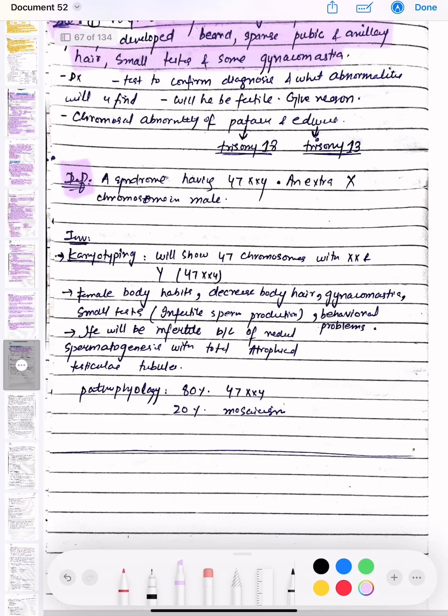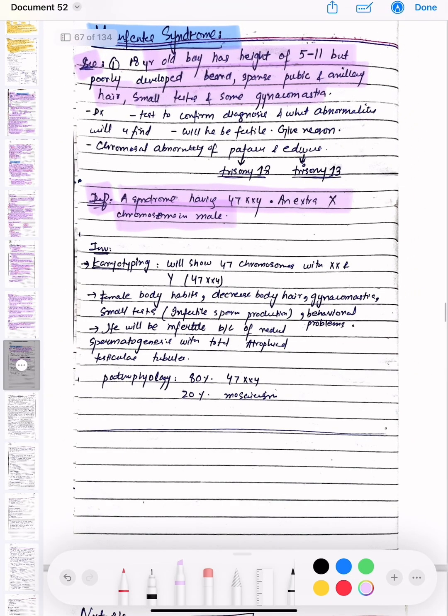The definition of Klinefelter syndrome is that it is a syndrome with 47 XXY, an extra X chromosome in a male. For example, if there are 46 chromosomes, then the 47th chromosome will be an extra X chromosome. There are also trisomies of 18 and 13.